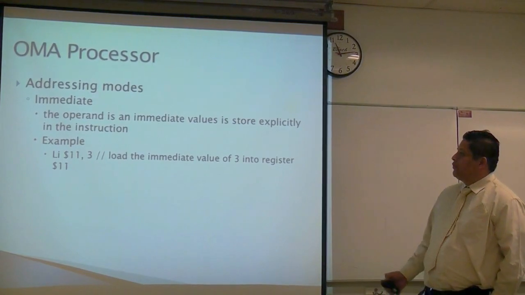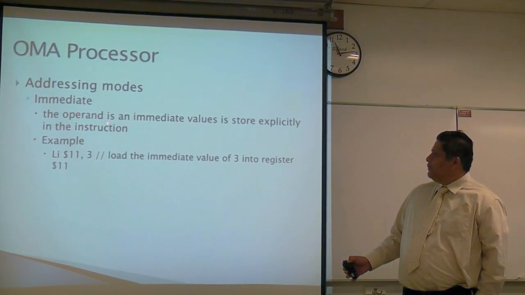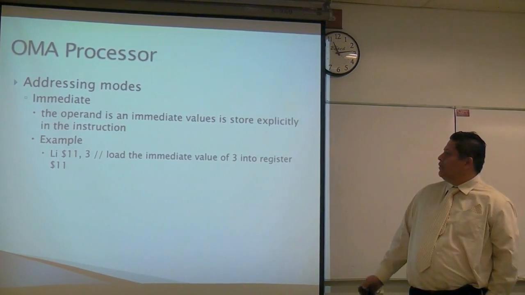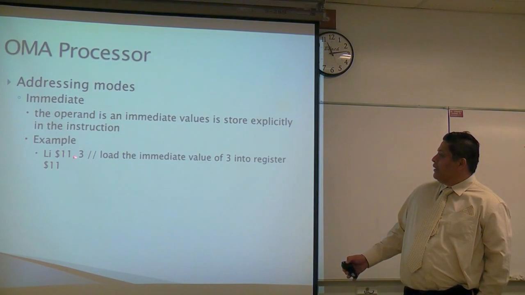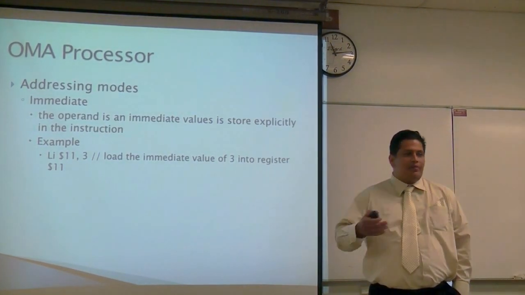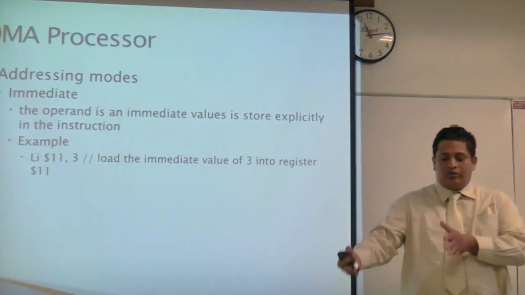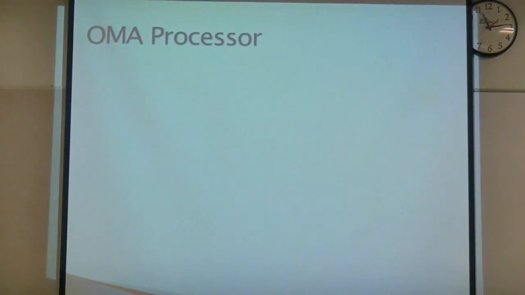Addressing modes. The first addressing mode we have is immediate. In the immediate addressing mode, the operand is a value stored implicitly in the instruction. For example, we load register 11 immediately with the value 3. It's very simple: this number goes straight to this register. That's the reason we use that one.